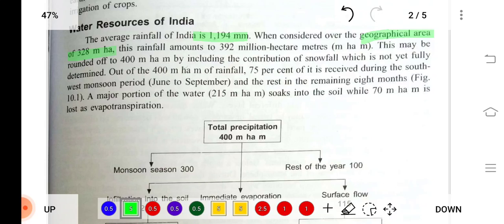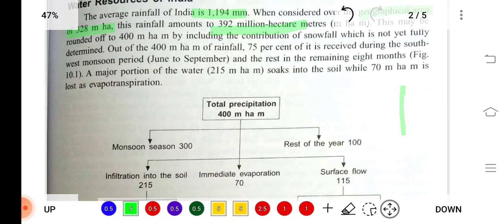It is in seventh position. In India, the total annual rainfall amount of water is 392 million hectare meters on average, and we can round off this value to 400 million hectare meters. We show all these parts in the chart below.